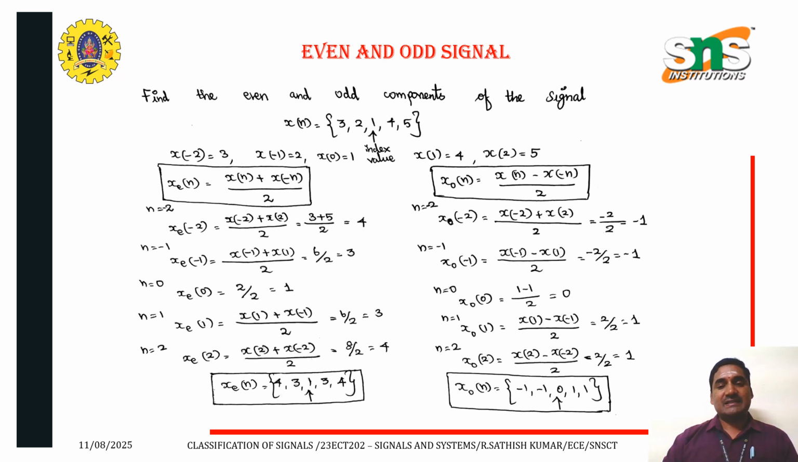The index value is represented as 1. Similarly, for the odd function, x_odd(n) = [x(n) - x(-n)] / 2.